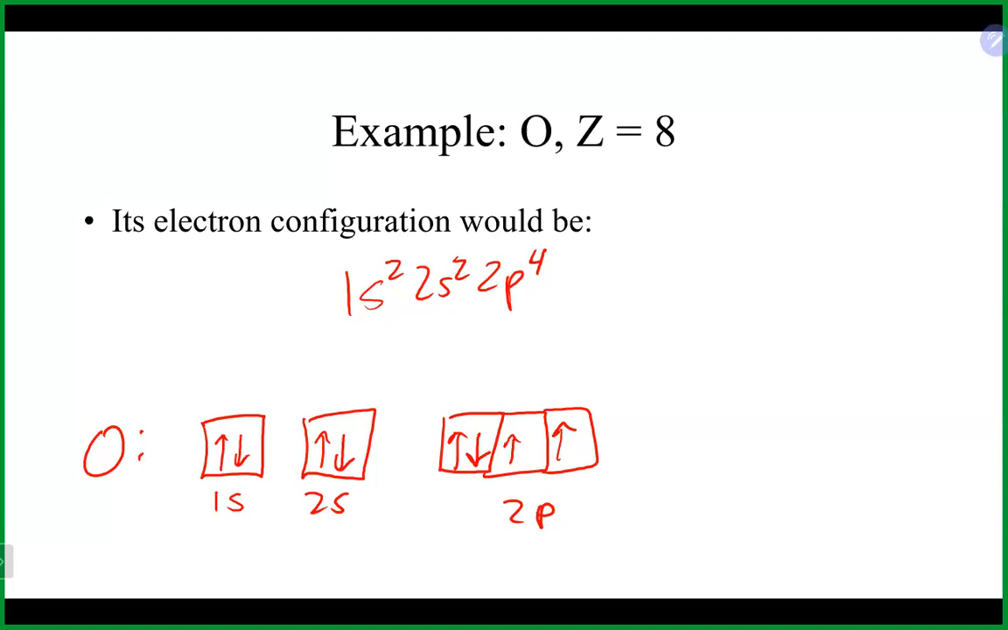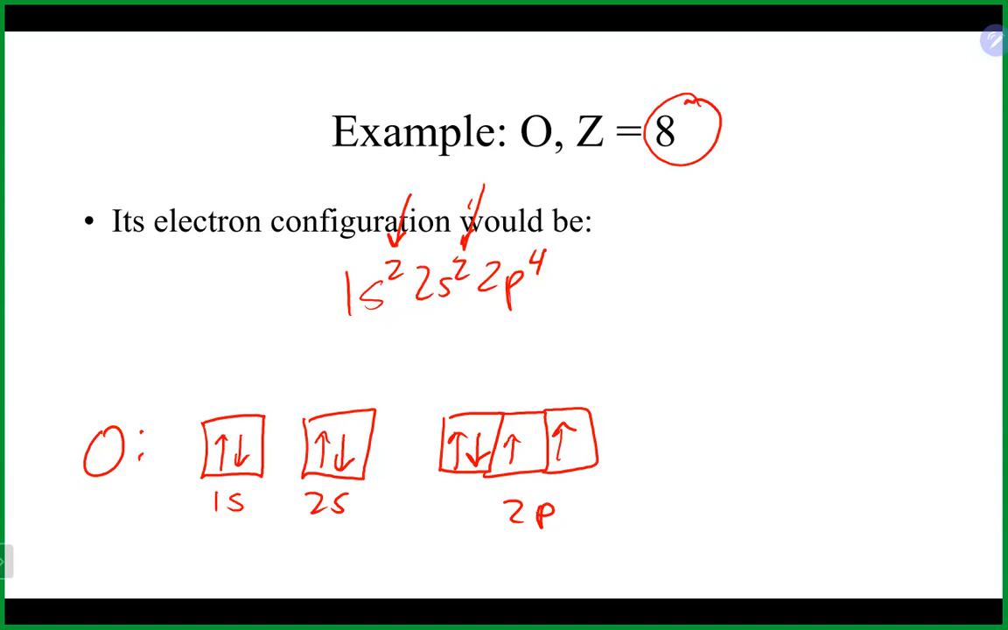It changed to 4 because oxygen has 8 electrons. So 2 of them will end up in the first orbital. 2 of them will end up in the second s orbital. There are the 2s orbital. That's 4 total electrons. That means that there's still 4 that needs to go somewhere.